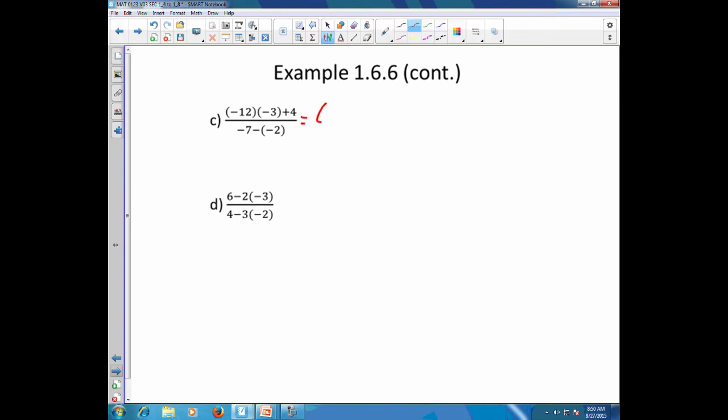So here we have negative 12 times negative 3 plus 4. Remember, we want to do the numerator and denominator separately, and then we're going to divide what we get. So negative 12 and negative 3, well, that's positive 36 plus 4, which is 40.